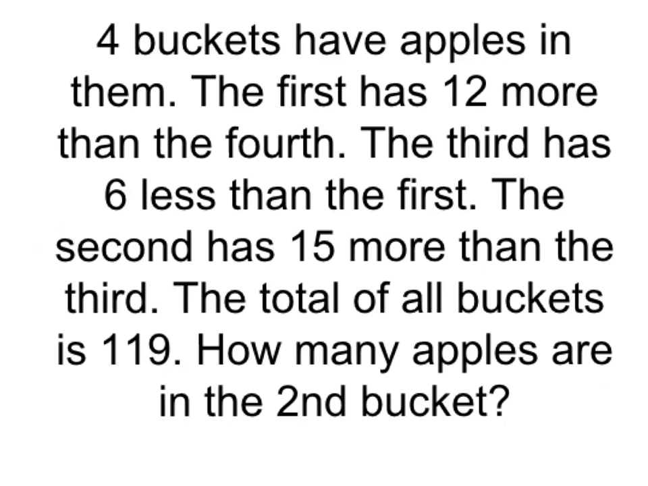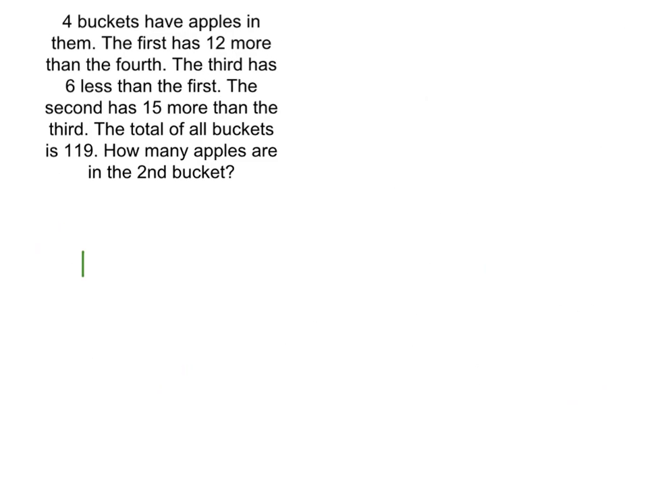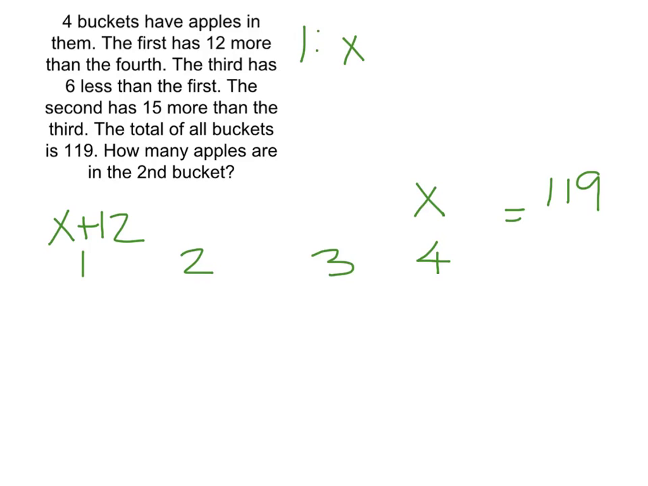This solution, we have 4 buckets, and there's 1, 2, 3, 4, and the total will be 119. The first has 12 more than the fourth, so the fourth isn't mentioned anywhere else. We'll put X on the fourth. And the first is 12 more than the fourth. The third is 6 less than the first. Here's the first. If I do 6 less than the first, what expression will I have? X plus 6 is right. So the third is X plus 6.